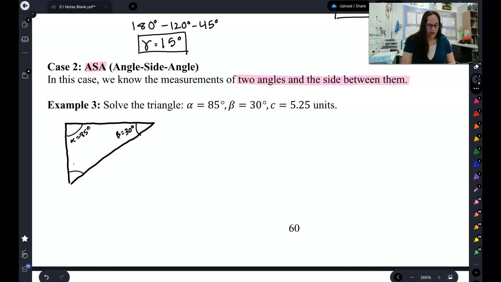So that would make this side gamma, go across from alpha, that's side A, across from beta, that's side B, across from gamma, that's side C. And we know that side C is 5.25. So you can see here I have two angles and the side between them. That gives me my angle, side, angle. Now, right now, we don't have a complete pair yet. However, it's pretty easy to find what gamma is using our 180 rule. So 180 minus 85 minus 30 gives me that gamma should be 65 degrees.